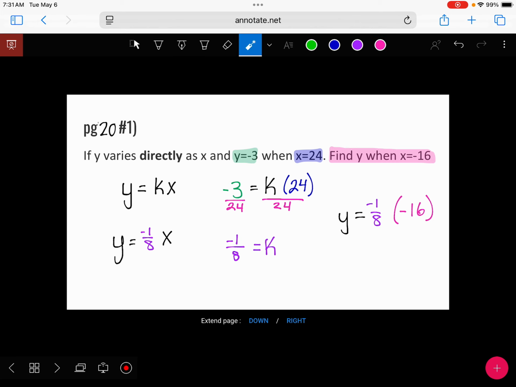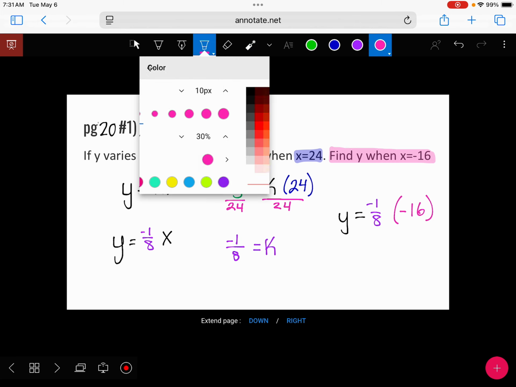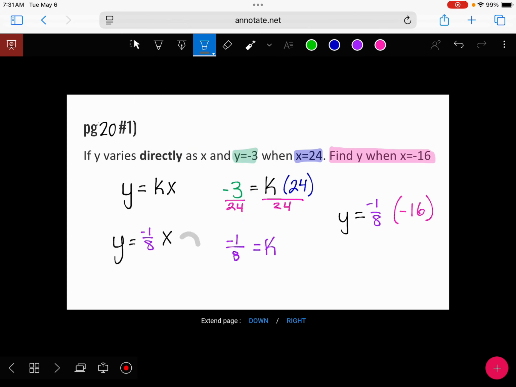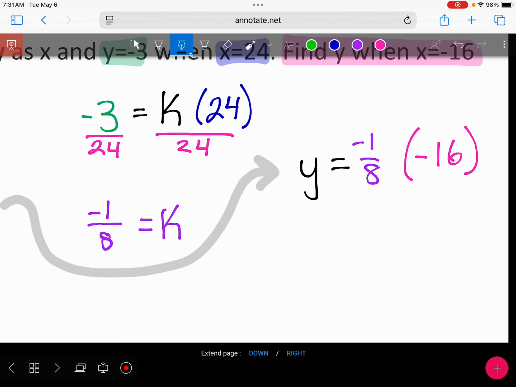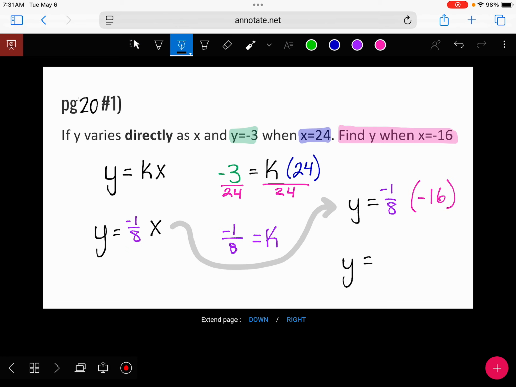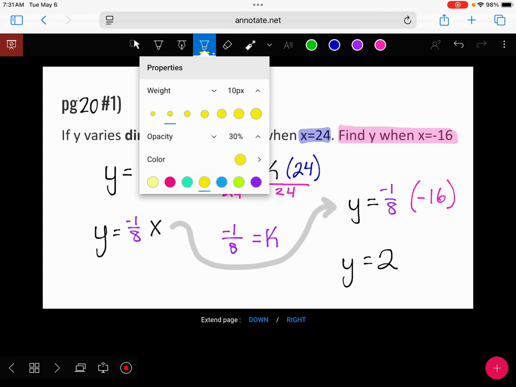Using this equation, to find that, let's finish that out. What is our y going to equal? What is negative 1/8 times negative 16? So the answer for this one is 2.